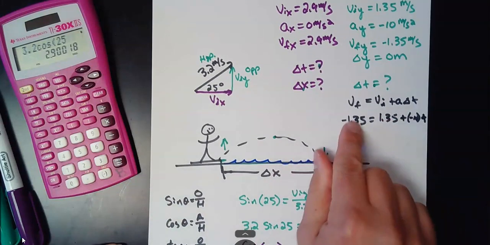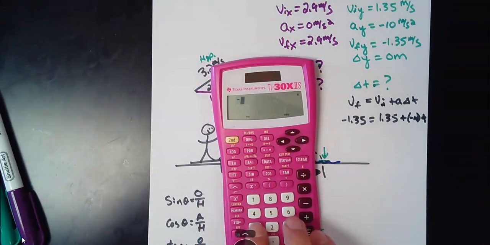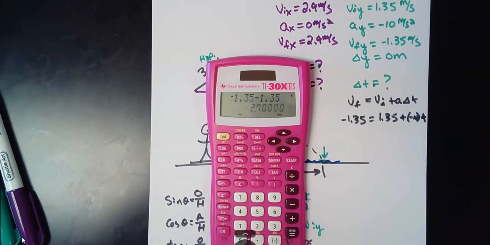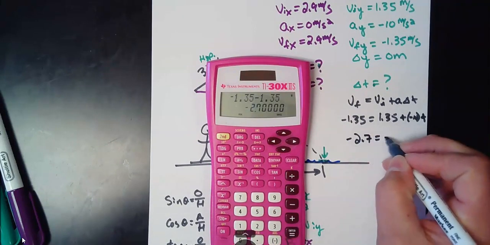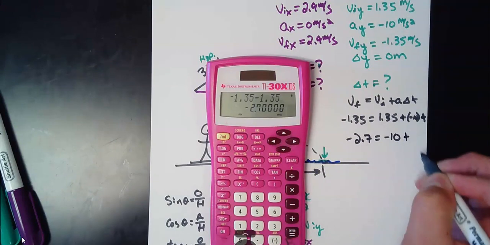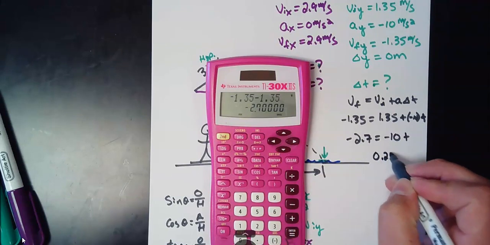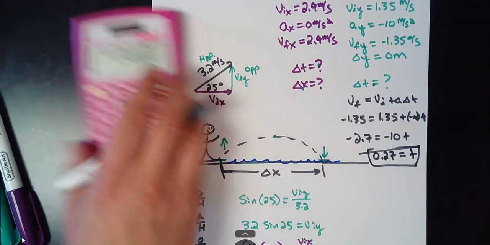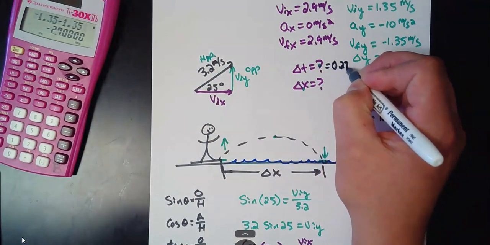So if I subtract 1.35 from both sides, I get negative 1.35 minus 1.35. Remember, this is negative because the final velocity is going in the downward direction. I get negative 2.7. That equals negative 10 times my time. Divide both sides by negative 10, and I get a positive 0.27. That's how long it's in the air. So vertically and horizontally, 0.27 seconds.